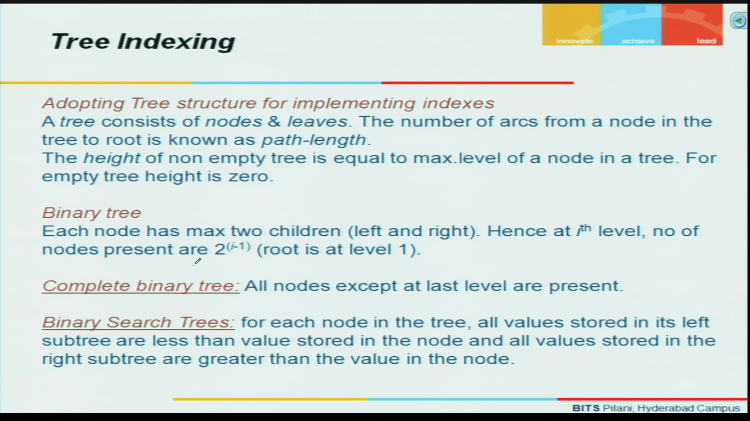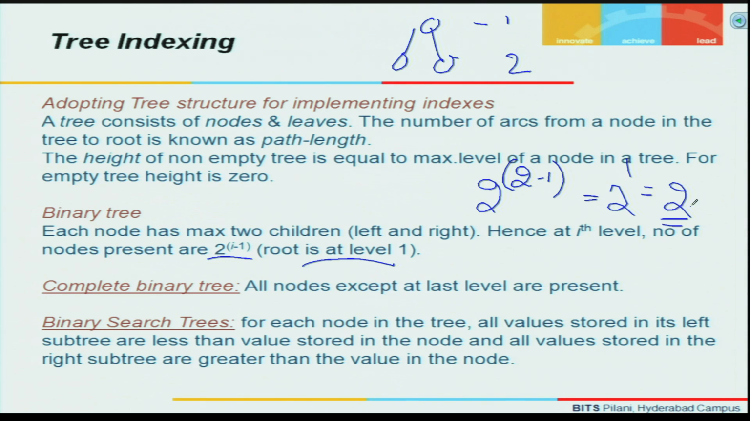And we have binary trees. Each node has a maximum of 2 children, left and right children. Hence, at the ith level, the number of nodes present in the tree is 2 to the power of i minus 1. That is, the root level is considered to be at level 1. This is level 1, and then this is level 2. If I want to know the nodes at level 2, then it is going to be 2 to the power of 2 minus 1, which is 2 to the power of 1, which is equal to 2.